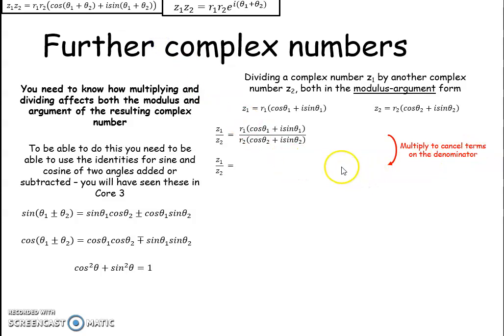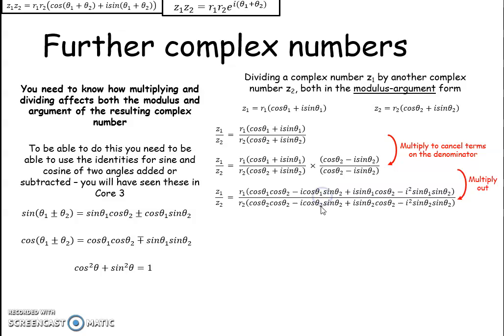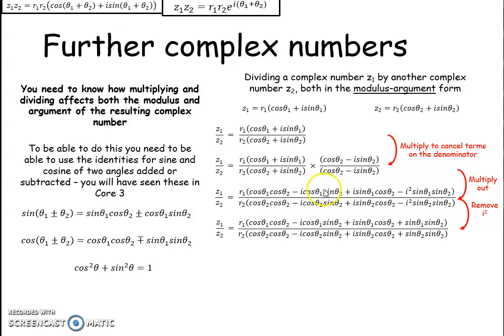multiply to cancel the term in the denominator. So we rationalize it and multiply by cos theta 2 minus i sin theta 2, over cos theta 2 minus i sin theta 2. When we multiply the numerators and multiply the denominators, we get this, and changing i square to minus 1, we get plus.